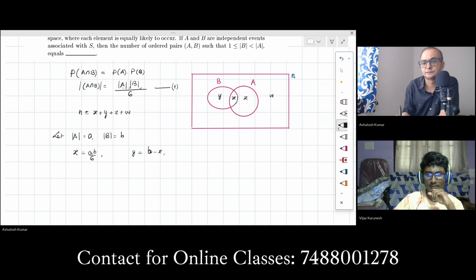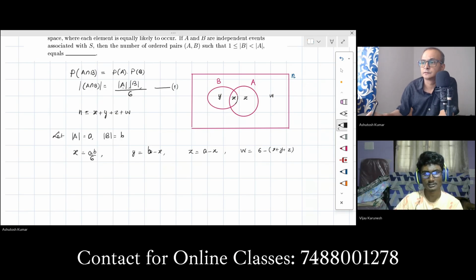And what is the z value? Z will be a minus x, correct? And w will be 6 minus x plus y plus z, correct? Is it clear so far?